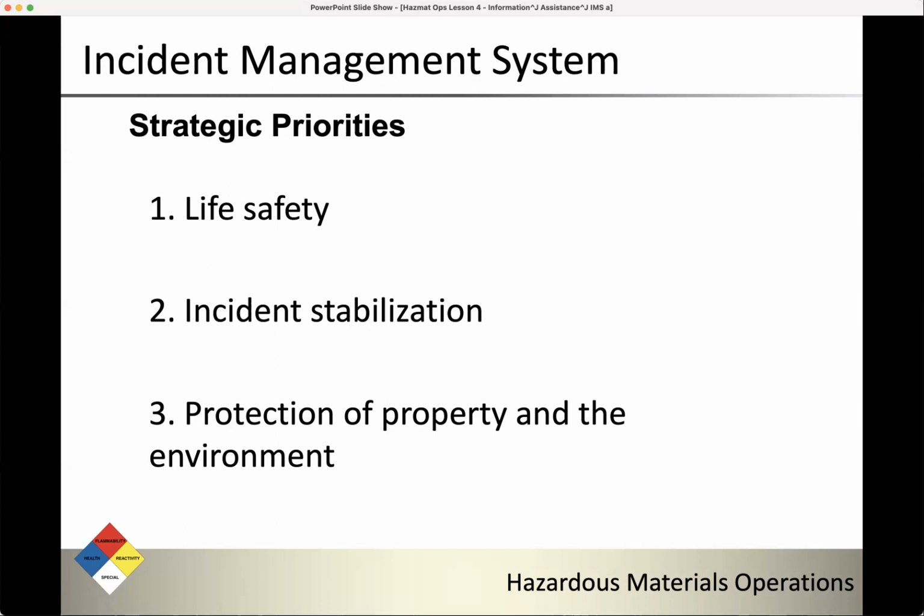As with many things in hazmat, we talked about time, distance, and shielding, which is usually associated with radiation, but it can be applied to chemicals or even hazardous relationships. These strategic priorities can also be applied to other aspects of our lives and other things that we do. Keep that in mind. It's not just for hazmat, it's for fire response or EMS or going on vacation.